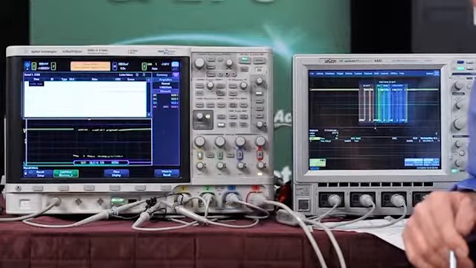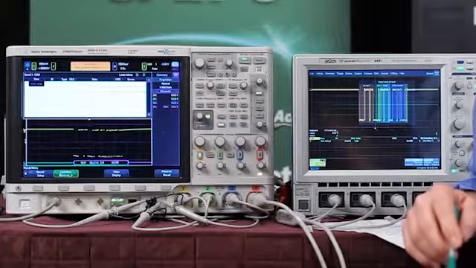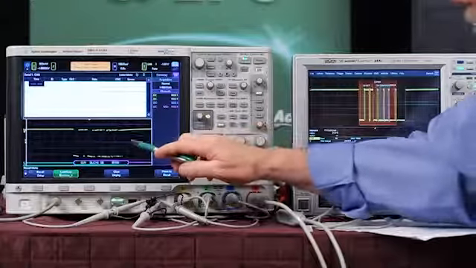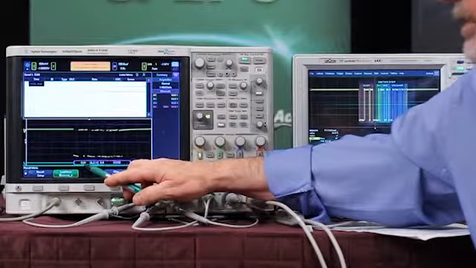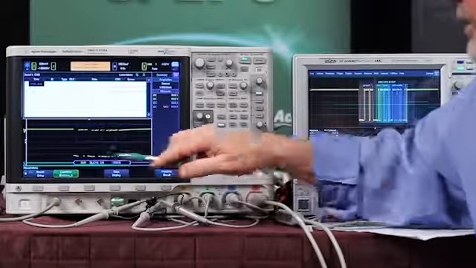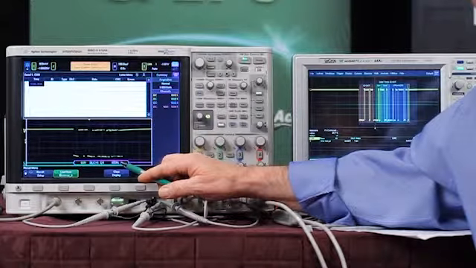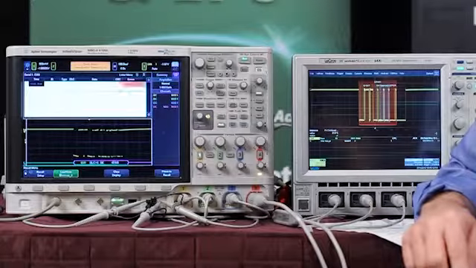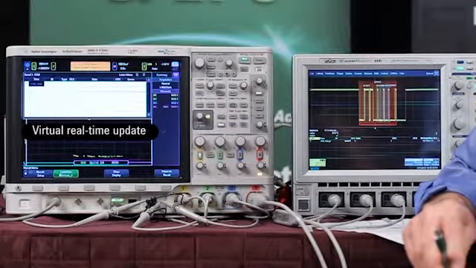Here we show a more typical automotive application of triggering and decoding a CAN packet of data, typically called a CAN frame. So this particular frame of data, we're triggering on frame ID 07F. Now, one thing you can see here is an extremely fast decode update rate. That's because Agilent scopes utilize hardware-based decoding, which gives you a virtual real-time update of the decoding.